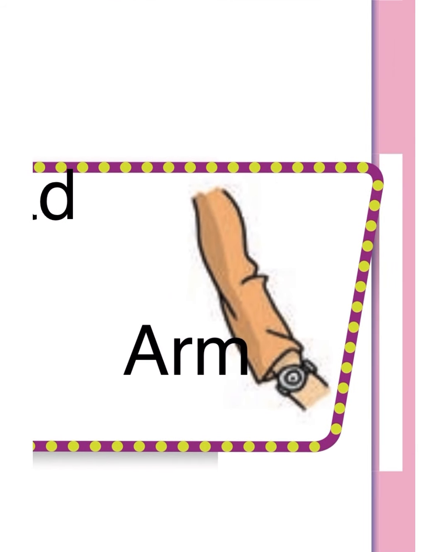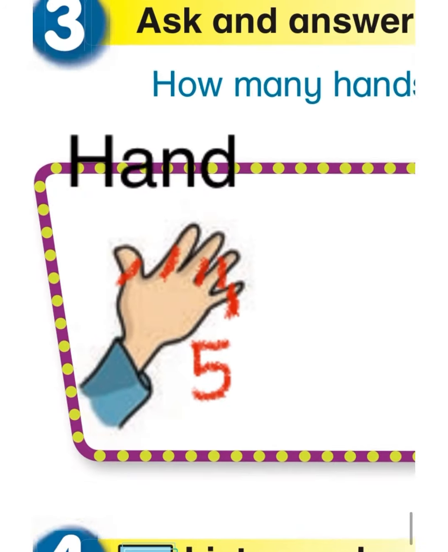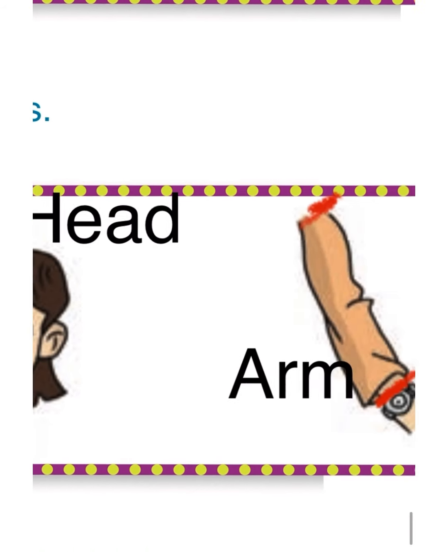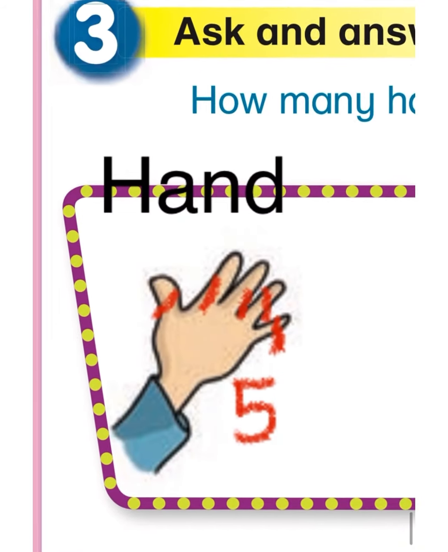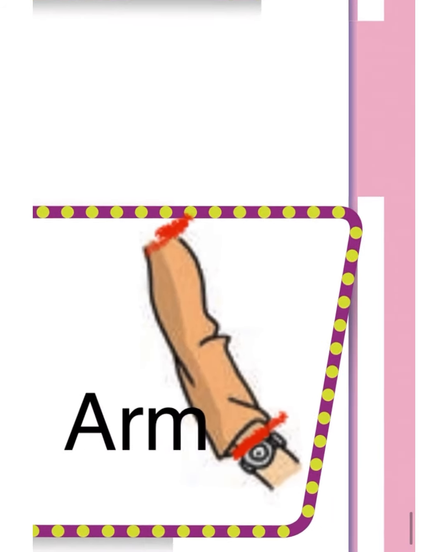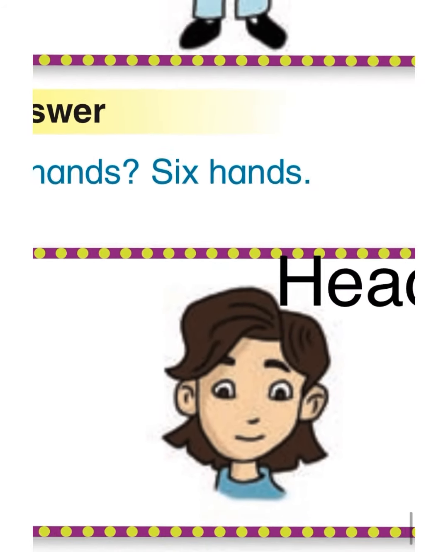What about this? Yalla Mahmoud, let's spell the word. A-R-M. This is the arm. Excellent. Arm means يعني ذراع. شايفين الطويلة من فوق لتحت. Okay? A-R-M. So, this is a hand. This is the head. This is the arm. Hand, head, arm.